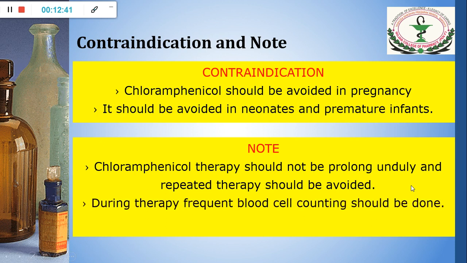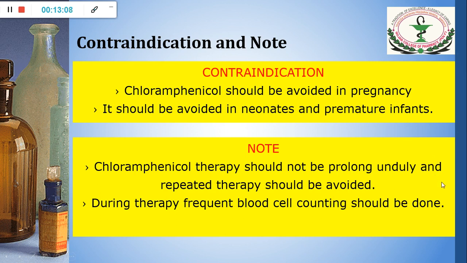Next, during therapy, frequent blood cell counts should be done to check whether aplastic anemia has developed, and to check the number of blood cells present, so that we can find out the status of your bone marrow depression, and depending upon that you can decide the further dosage of the chloramphenicol.